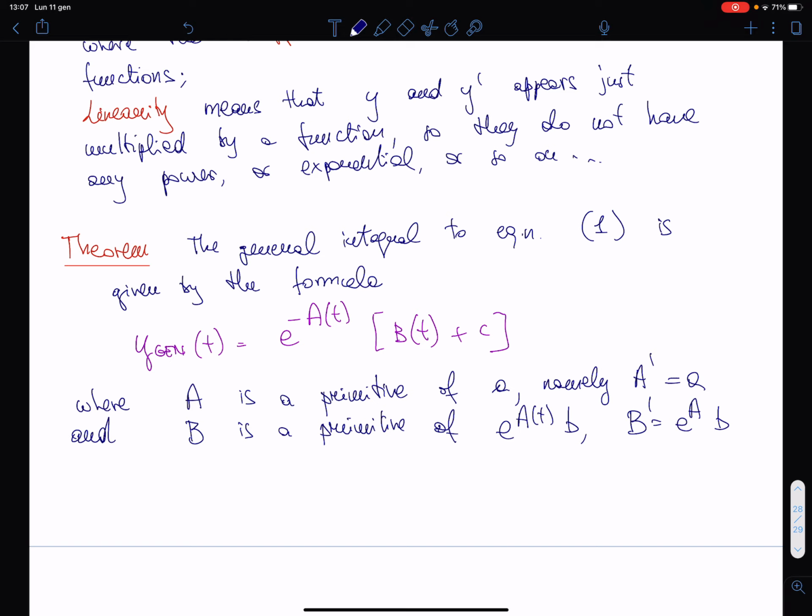And this is what we do here to prove the theorem. Sorry, you hear strange noise, but don't be afraid. Everything is under control. Okay.